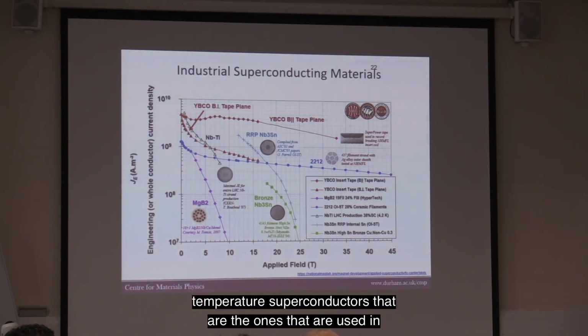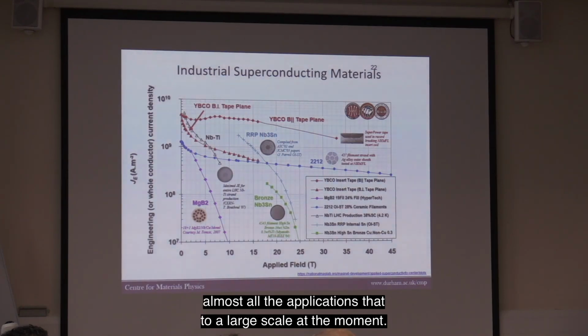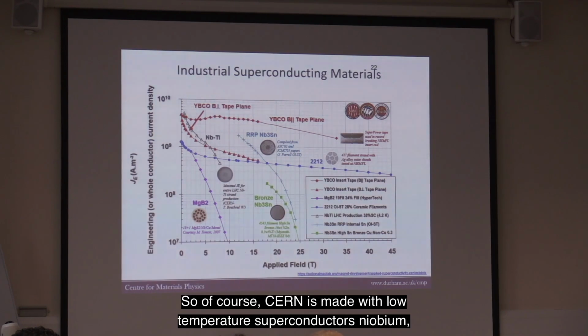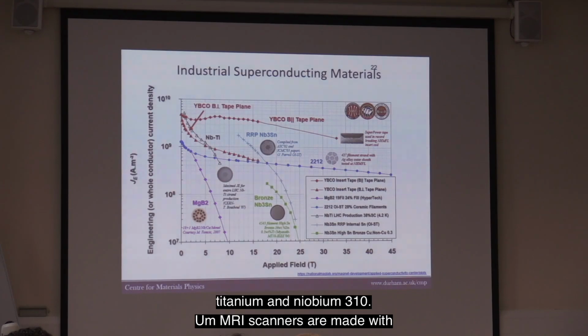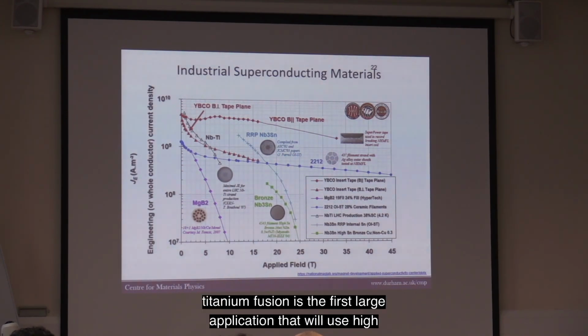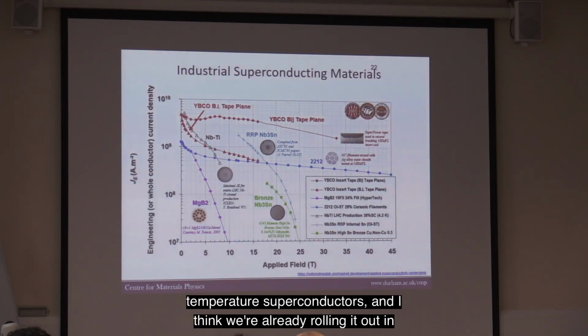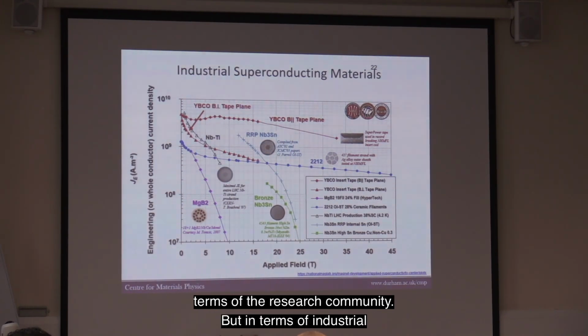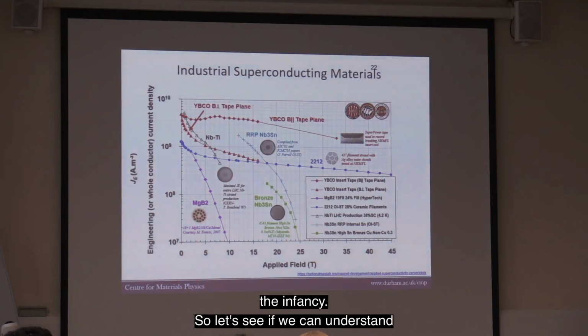There are the so-called low temperature superconductors that are the ones used in almost all the large scale applications at the moment. So of course CERN is made with low temperature superconductors, niobium titanium and niobium 3 tin. MRI scanners are made with niobium titanium. The levitating trains are niobium titanium. Fusion is the first large application that will use high temperature superconductors. And I think we're already rolling it out in terms of the research community, but in terms of industrial applications of HTS materials, we're still in the infancy.